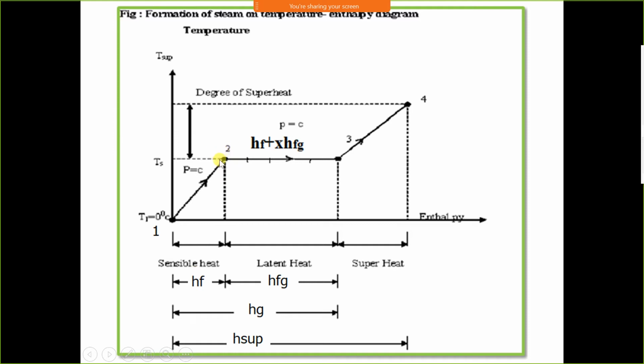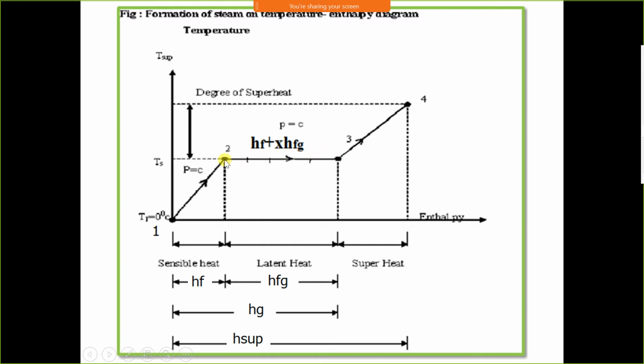Now at point 2, it is a saturated liquid. It is a saturated liquid means now liquid is ready to evaporate. Here water is in a boiling condition. When we add latent heat to it, it will convert into vapor. This is saturated liquid, this is saturated vapor, and this is a phase change process.